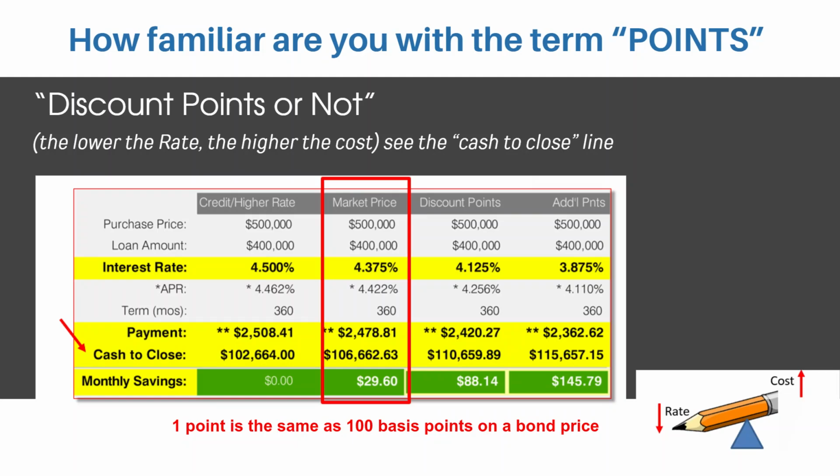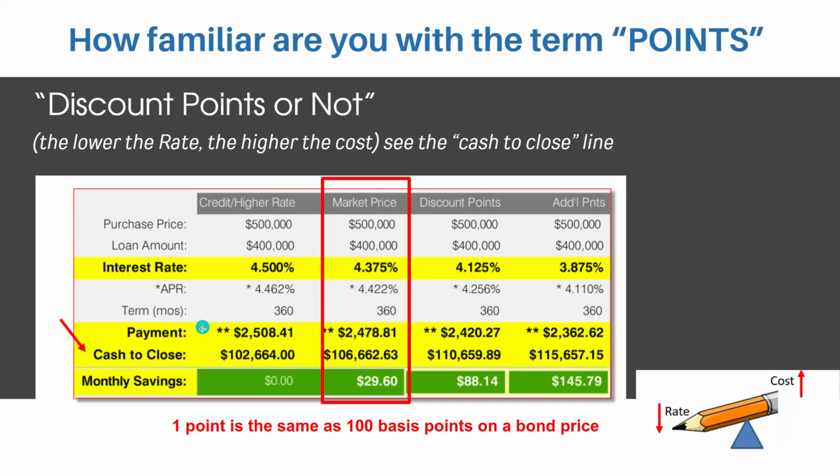Next, how familiar are you with the term points? Discount points, they're the same terminology. What that means is that based upon this example, if the market rate in this example is at 4.5, there's no cost for that rate. But if you think you want to pay to buy down that interest rate, you can. You can buy it as low as you want. Remember that rate stack? You can pay the money.